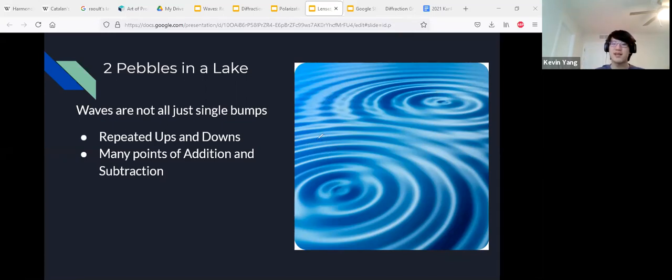So two pebbles in a lake can be a good example of interference because they show all of the repeated ups and downs and how they're going to cancel. There will be many points where you're adding waves together, and many points where they're subtracting from each other, right? Does anybody have any questions about those first two slides?